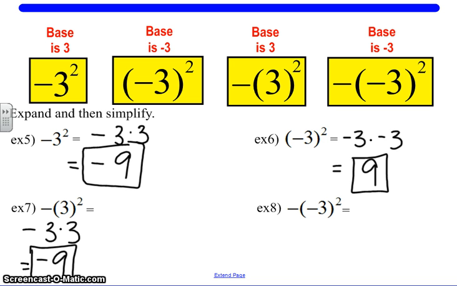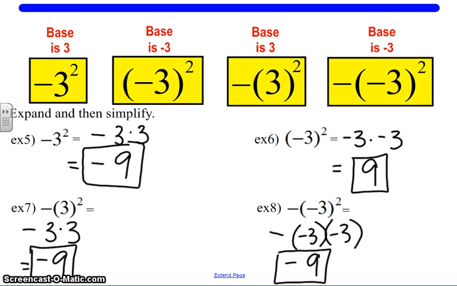In example 8, this one's a little bit trickier. We want to bring down the negative sign that is out front. Our base is negative 3 because that's what is inside the parentheses. So I'm going to multiply negative 3 by itself twice. If we simplify this, we know that negative 3 times negative 3 is a positive 9. But we have that additional negative sign out front, so we have to bring that down, and our final answer is negative 9.